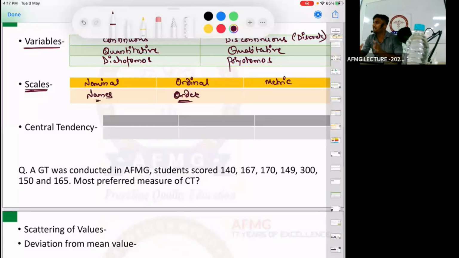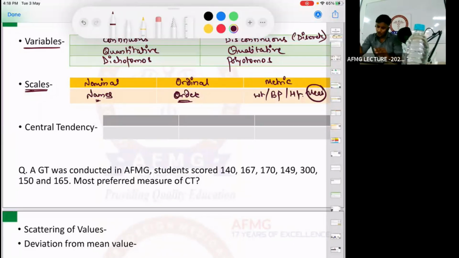And lastly, metric scale means which will have values which can be measured. What you can measure on a scale, that is what is a metric scale. No issues with this. So something like again your weight, blood pressure, height, all of these would be a metric scale, right? Which can be measured. No issues with this, anybody now?